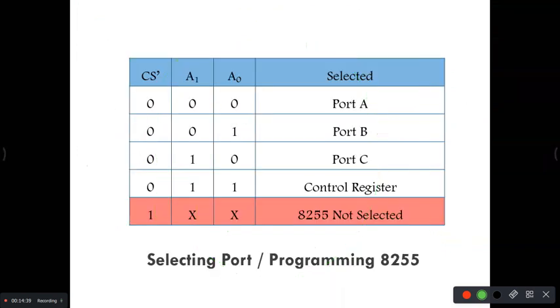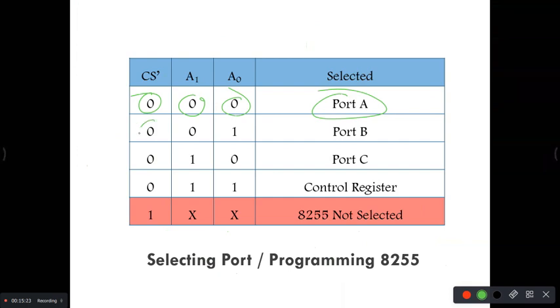Okay. Now, see, I told you about the requirement of address. Along with that, chip select also plays an important role. When chip select is 0 for an 8255, only then that particular 8255 is selected. That means it is in use. Have you understood now? Okay. Now see here. When chip select is 0, A1 is 0, A0 is 0, this is where it works. When A1 is 0 and A0 is 0, what is selected? Port A is selected. Fine.